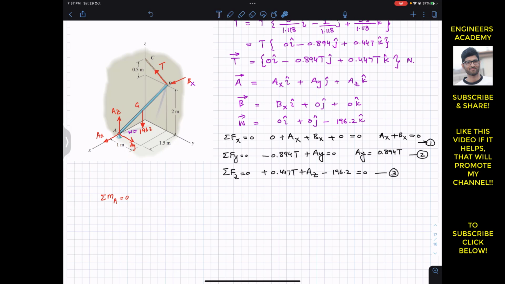Now we have to find the moment of this T, this BX or B vector, and the moment of this weight about point A, using the vector approach. So we can say that the moment arm for this T vector from point A can be the position vector from A to B. So the moment for T will be r AB, the position vector from A to B, cross T vector.